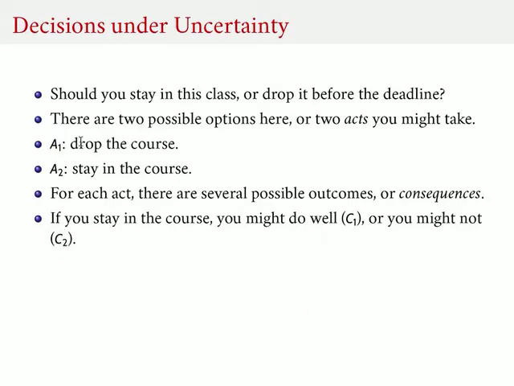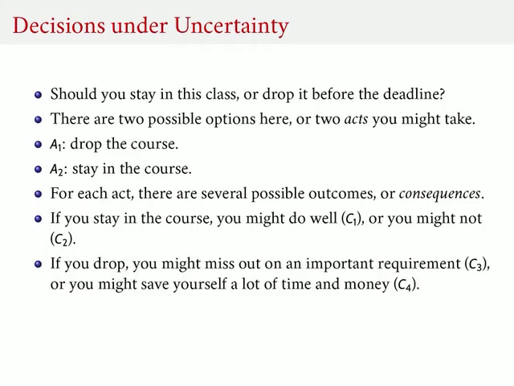So we can translate the actions into formulas of our formal language. Then we can also think about what the possible outcomes or consequences are, and also translate those into our formal language. So for staying in the course, there's an outcome of doing well, and there's the outcome of not doing well. Now, if you drop, there's other outcomes. You might miss out on an important requirement. So that's one outcome. Another one is that you might save yourself a lot of time and money. And so we can label these as well.